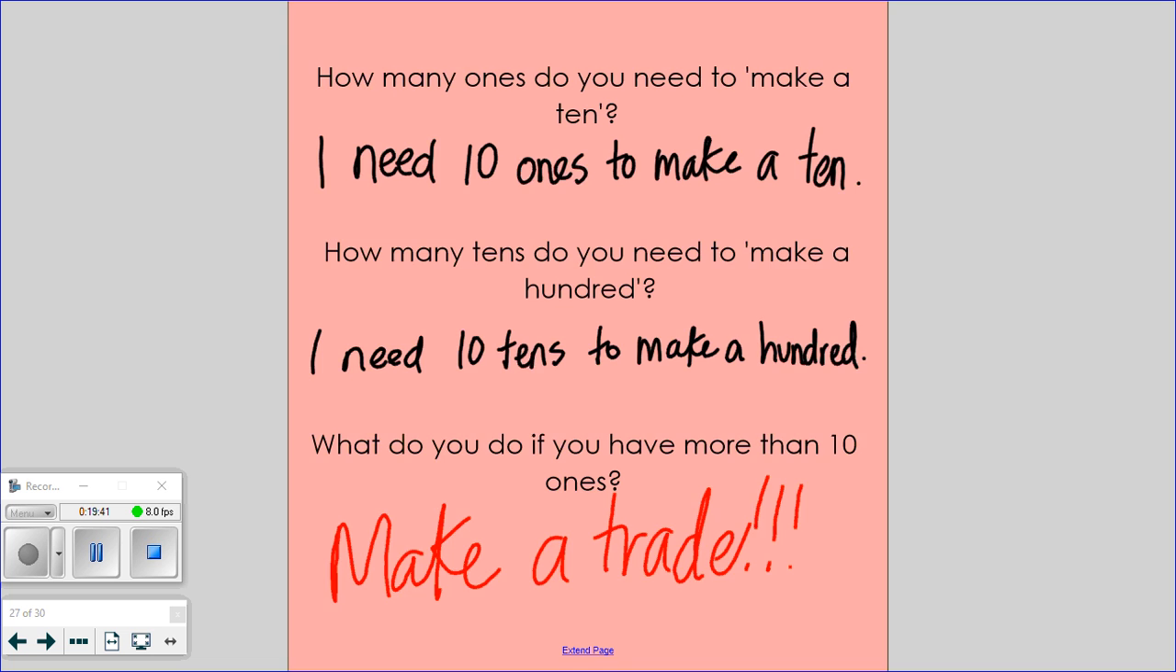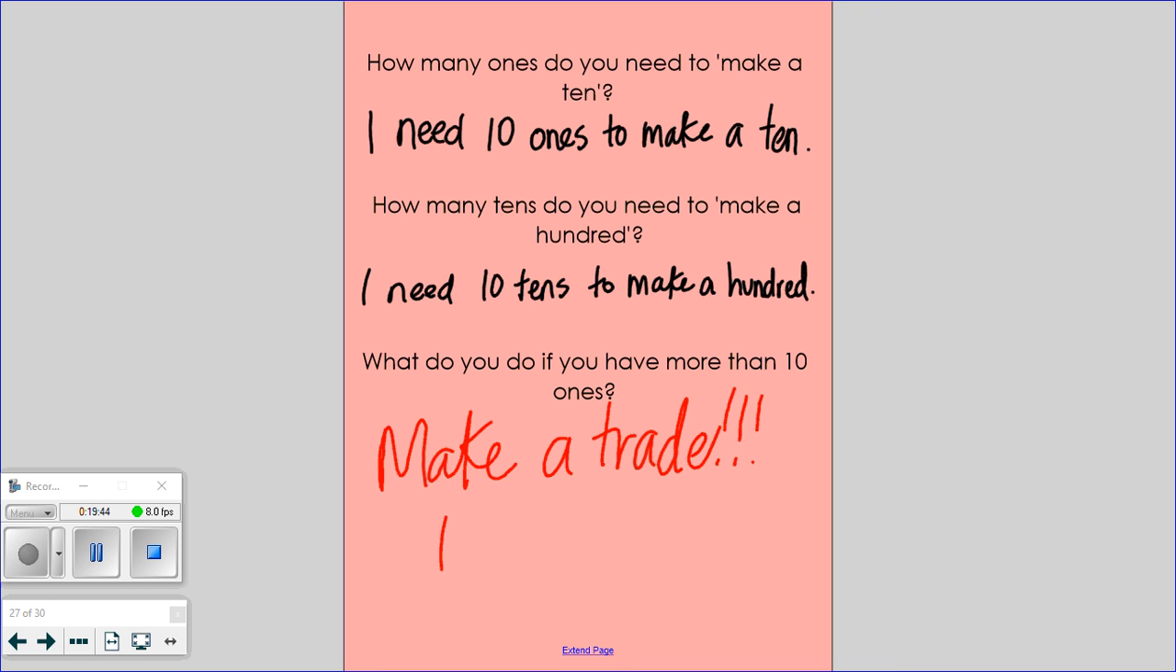You're going to make a trade. 10 ones is the same value as one tens rod. They are just looking a little different, but they are worth the same amount.